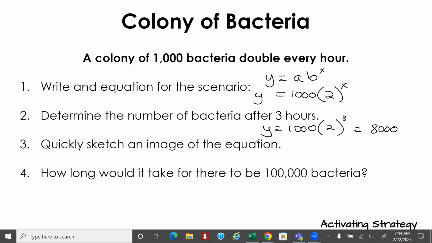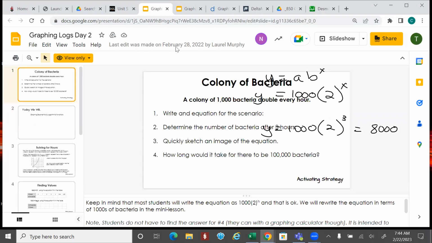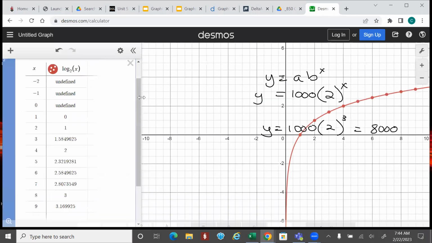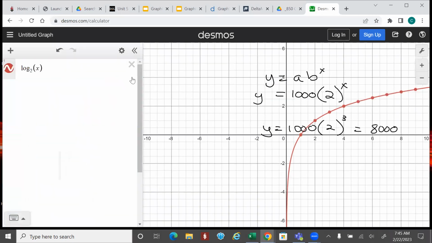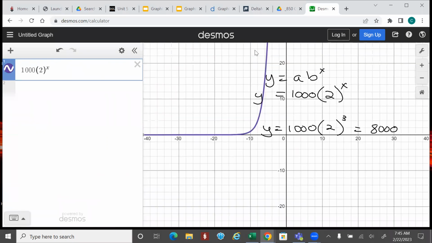Okay, now we want to sketch an image of the equation. Okay, so what we're going to do is we're going to go into Desmos because it does it for us. And we're going to say 1,000 times 2 raised to the x. Our sketch is going to look like this roughly.